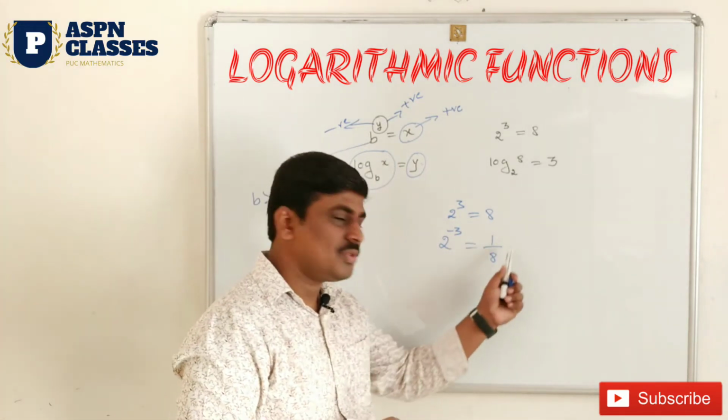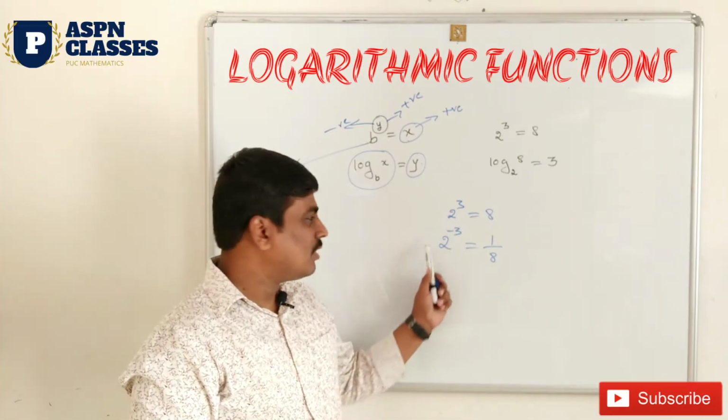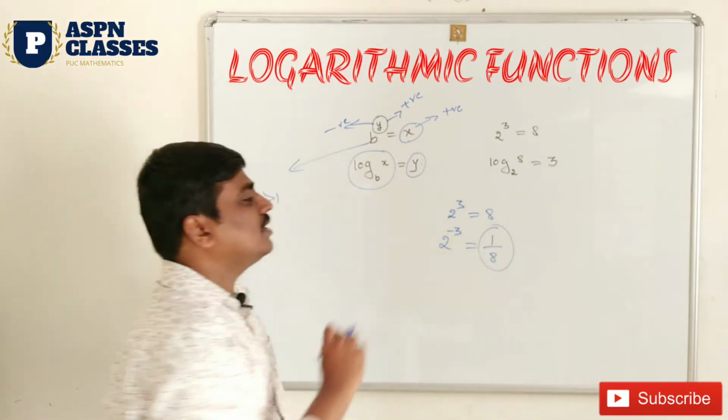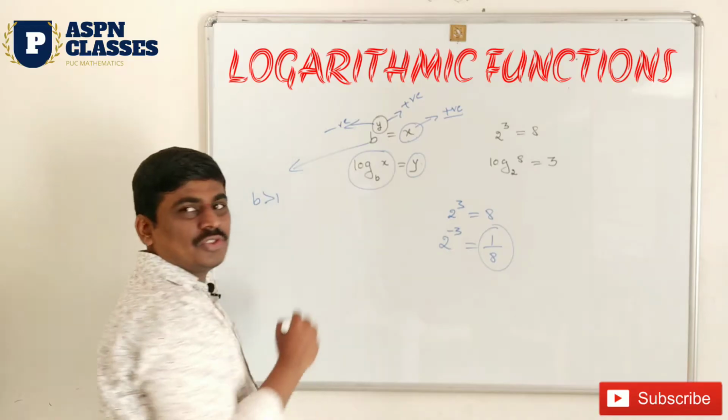Again you get a positive answer only. 2 raised to minus 3 is 1 by 2 raised to 3, and 1 by 2 raised to 3 is again 1 by 8 only. It means here you get all the values as positive numbers, so that's why this result is always positive.